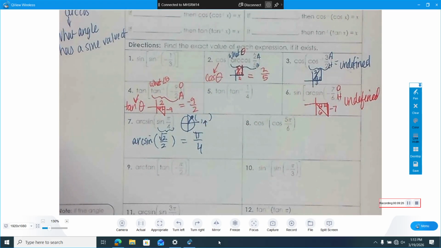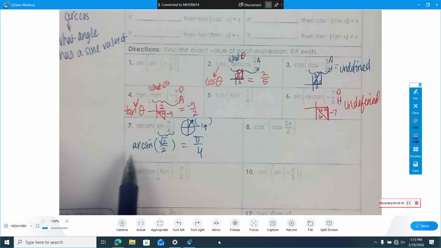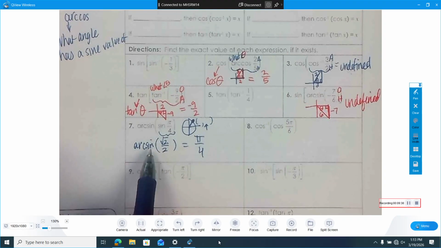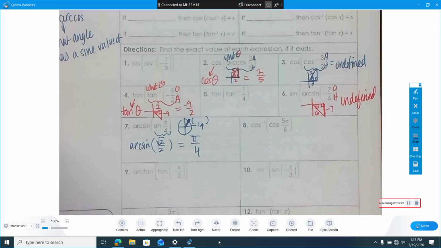Okay. Did these ones cancel out? Yes, they did. What is it actually asking for? Well, arc sine is saying what angle has that sine value of √2/2. So it's asking for that angle in radians. Sometimes it's going to cancel out, sometimes it's not. We got to think through it.